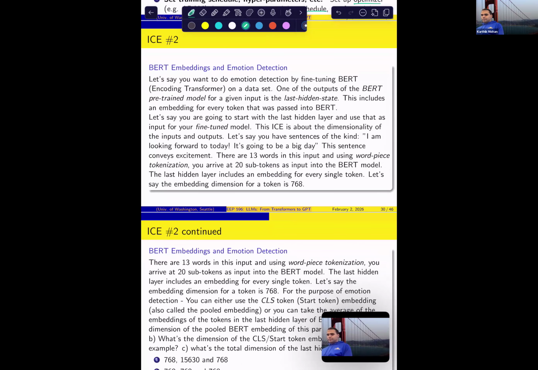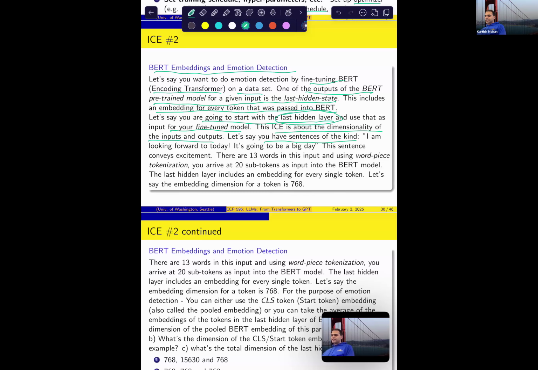So this is an in-class exercise on BERT embeddings and emotion detection. Let's say you want to do emotion detection by fine-tuning BERT, an encoding transformer, on a data set. One of the outputs of the BERT pre-trained model for a given input is the last hidden state. This includes an embedding for every token that was passed into BERT. So let's say you're going to start with the last hidden layer and use that as input for your fine-tuned model. This is about the dimensionality of the inputs and outputs.